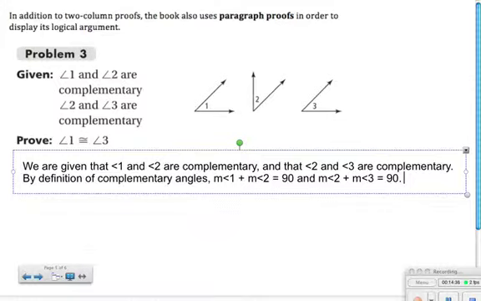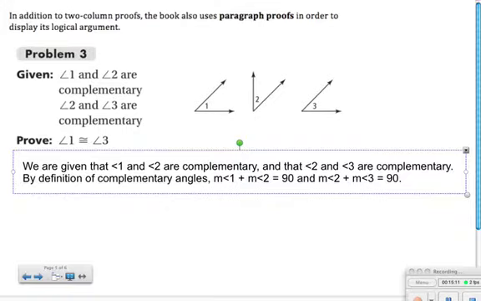Now look at those 2 equations. They have something in common. Notice that the right sides of those 2 equations are equal. When the right sides of an equation are equal, what else is true? It should make sense, ladies and gentlemen. The left sides will be equal.